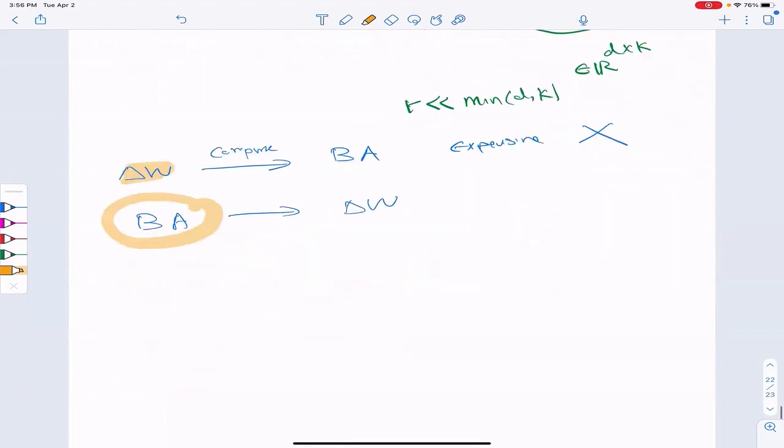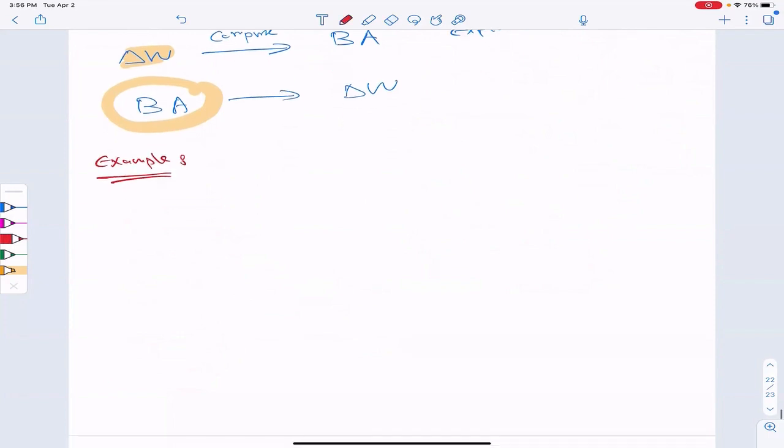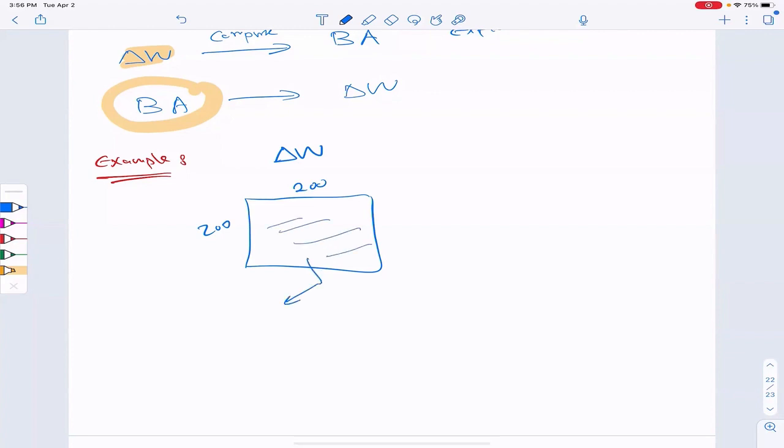Just to give you an example, okay, so let's imagine you have a delta W. Let's say it's in a matrix form, 200 by 200. You can imagine 200 different vectors of size 200, just to illustrate. Therefore, the number of parameters that you have here is how much? The number of parameters is 40,000.